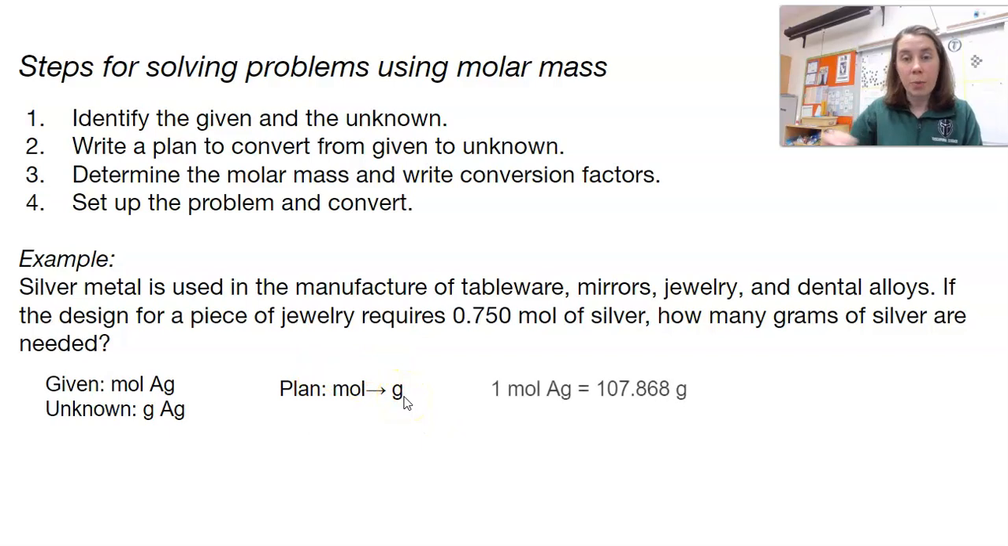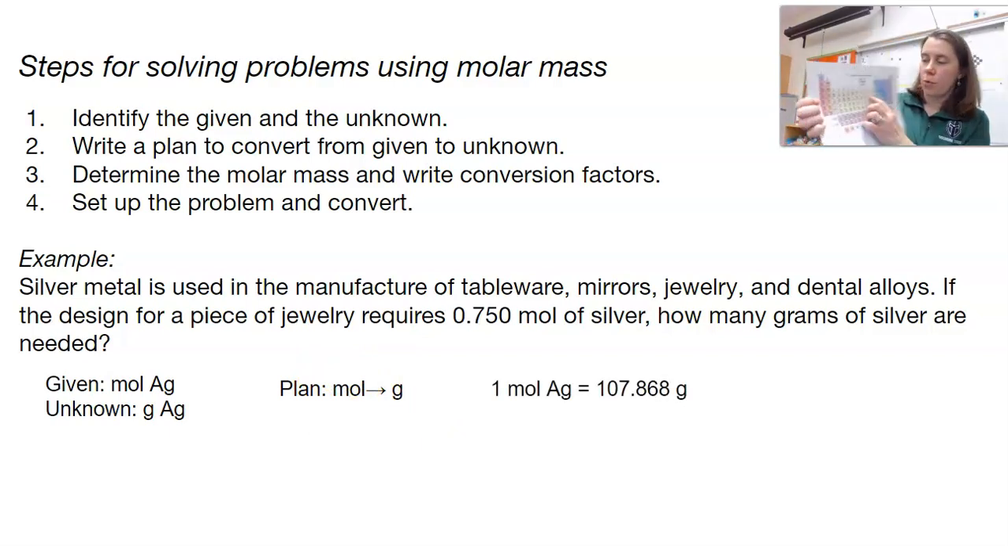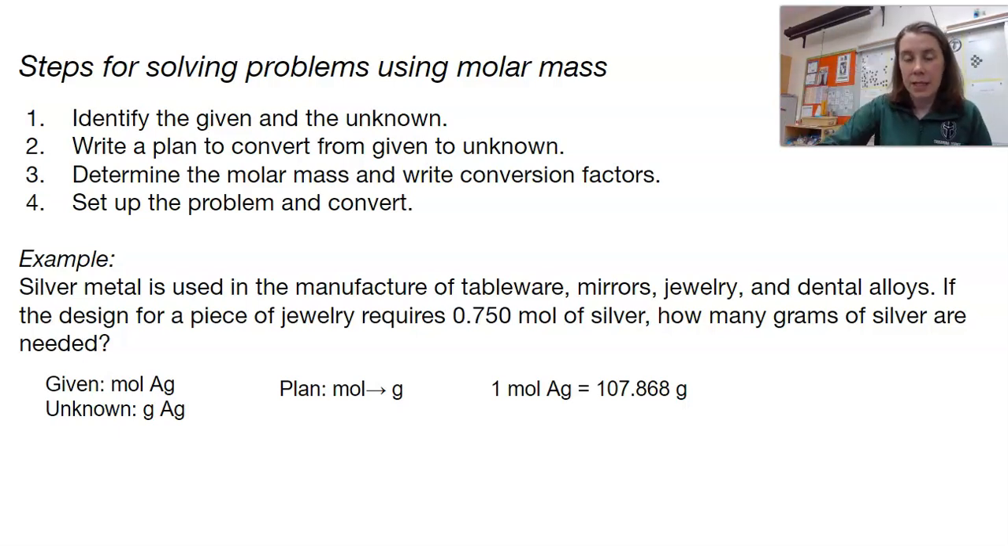So if you take a look at your periodic table, we have silver here is number 47. All right, the number below it is 107.868. Okay, so that is going to be the conversion factor that we're going to use. So now let's set up the problem.